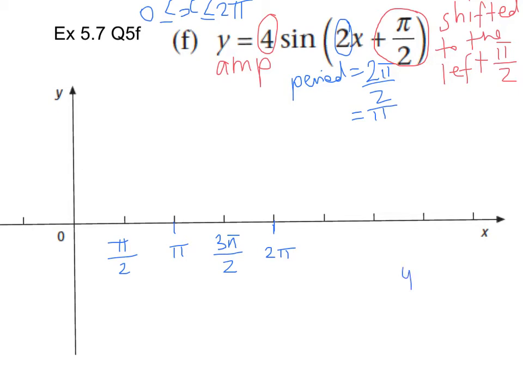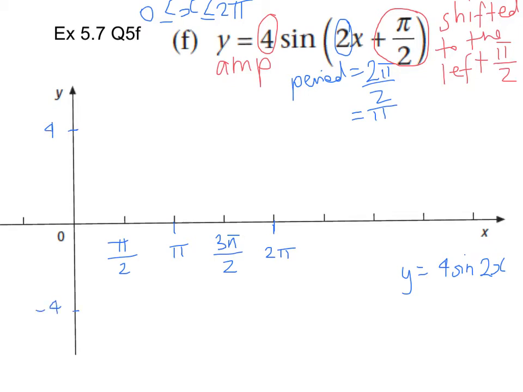So let's first graph y equals 4 sine 2x. The difference between this graph and the graph that we need to graph is that we just have to shift our graph to the left by pi on 2, and then we'll get our new graph. So 4 sine 2x, the amplitude is 4 and the period is pi. If that's worth 4, the same distance down would be negative 4.